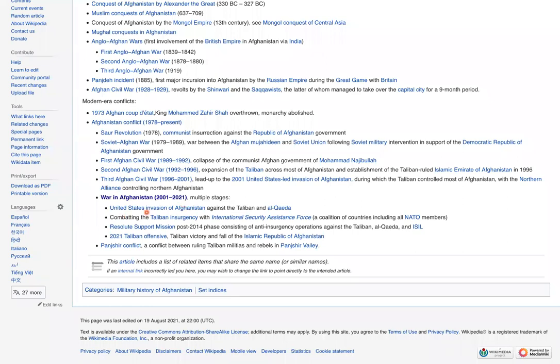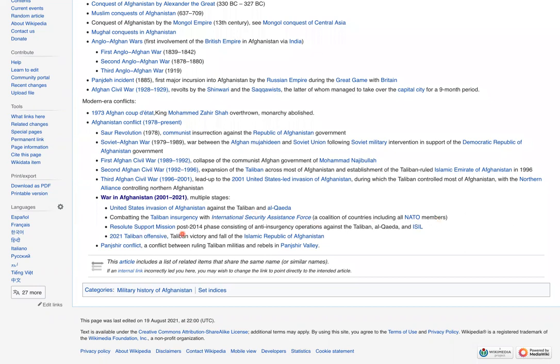The United States invasion of Afghanistan against the Taliban and Al Qaeda was the first stage. Combating the Taliban insurgency with the International Security Assistance Force, a coalition of countries including all NATO members. This was the second stage.